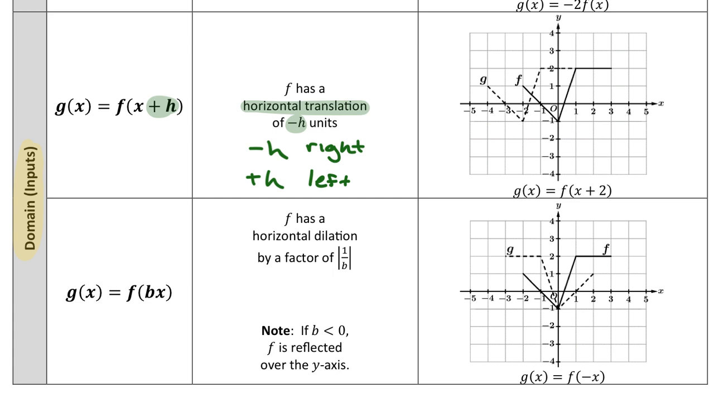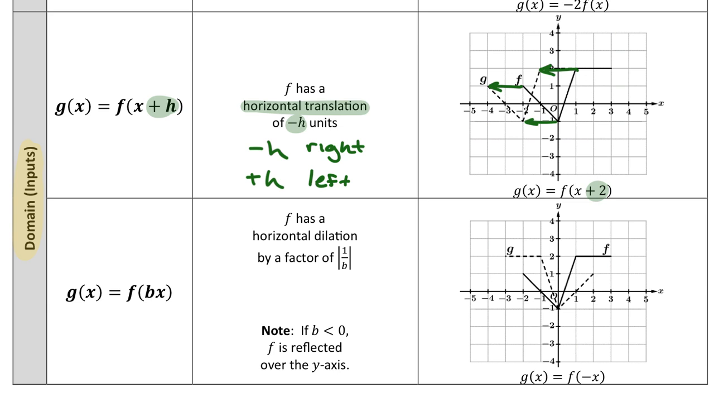So if you notice in our example graph right here, let's see if this one actually moves the right way. This one says plus 2 on the inside, which means my graph should be moving to the left. I take every coordinate point and I move it to the left 2 units. Do you notice that none of the output values changed? We only changed the input values because it's on the inside. It affects the inputs only.